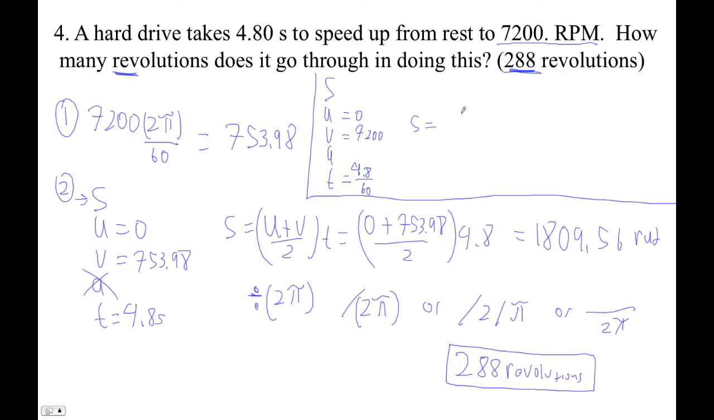So S is, what is it? It's 0 plus 7,200 over 2 times, and then the time, because this is revolutions per minute, we have to use time in minutes, right? So the time in minutes would be 4.8 divided by 60. That's how many minutes, not even 1 minute, right? Okay, so here we go, 7,200 divided by 2 times parentheses 4.8 divided by 60. Hey, it's 288, right?